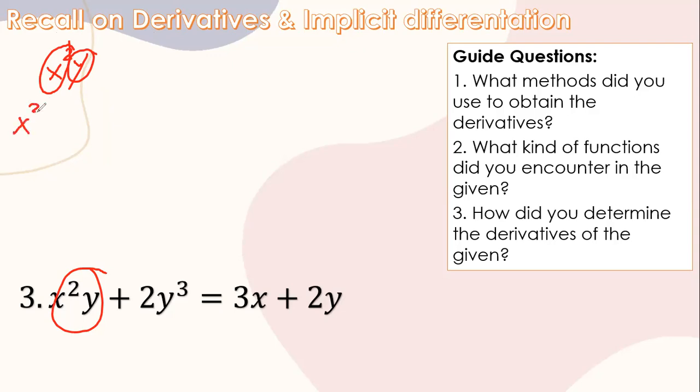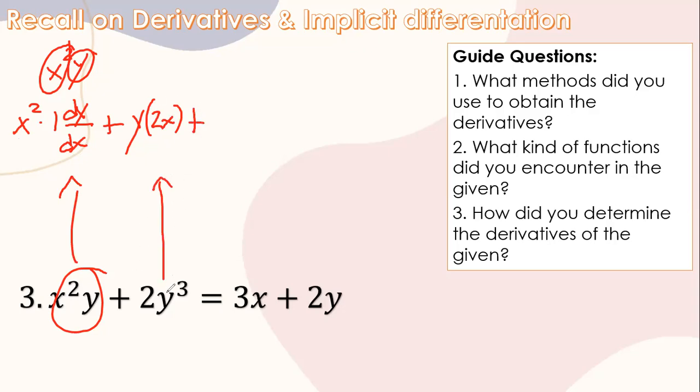So, x squared multiplied by the derivative of y with respect to x is 1 dy over dx. Plus, copy naman yung y, derivative naman ni x squared. So, that is 2x. So, this is for our first term. Dito naman tayo sa second term. Derivative ni 2y raised to 3 is 6y squared.